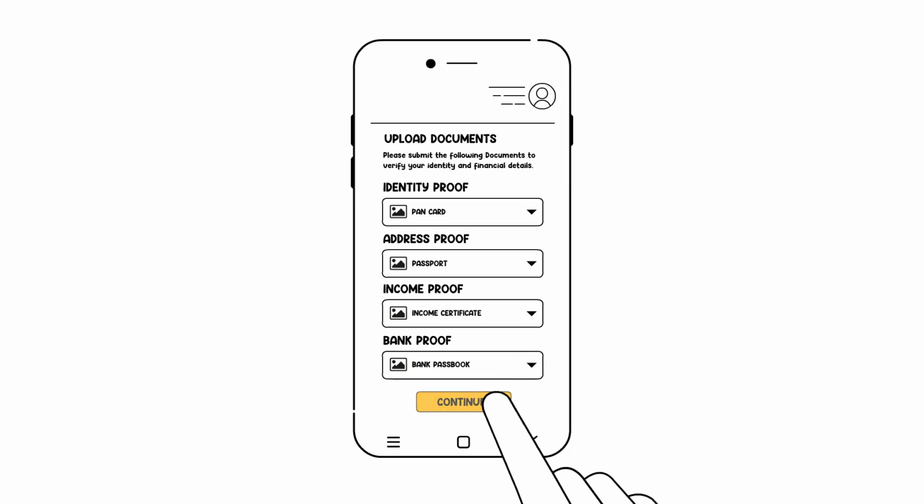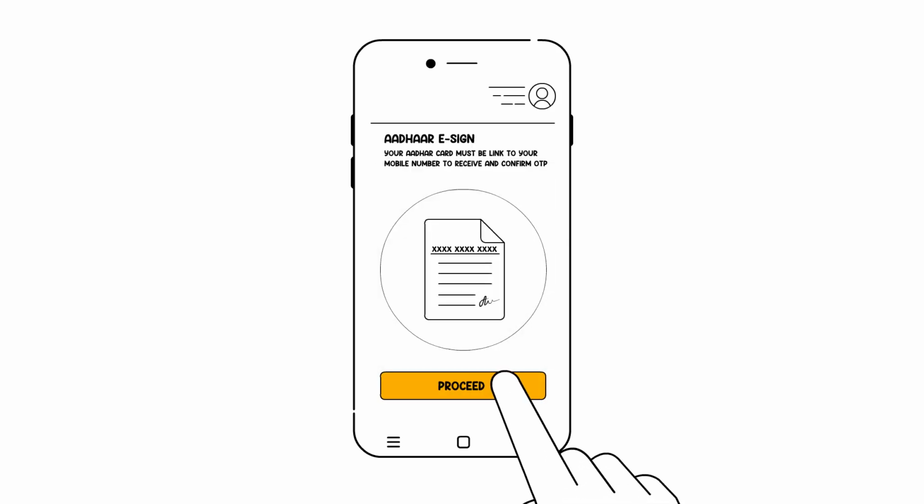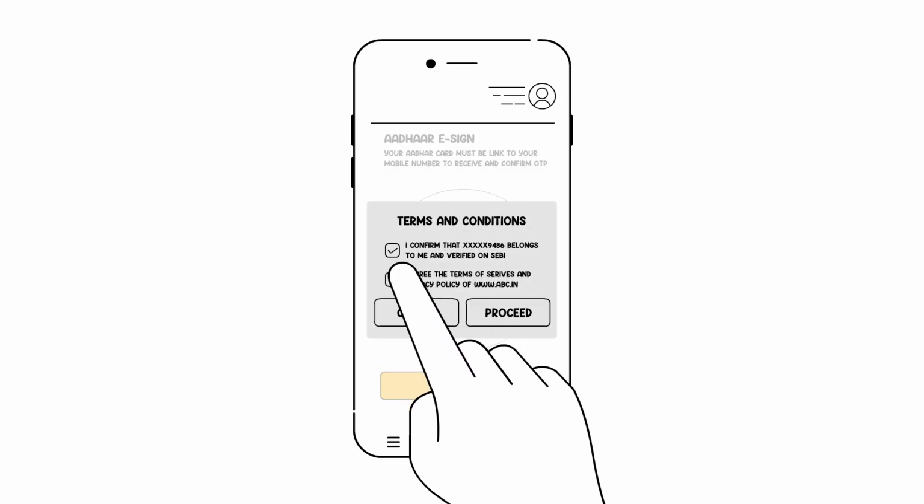financial details. Complete in-person verification (IPV) for opening a Demat and trading account. You can complete it through video IPV or physical IPV. Complete Aadhaar-based verification.